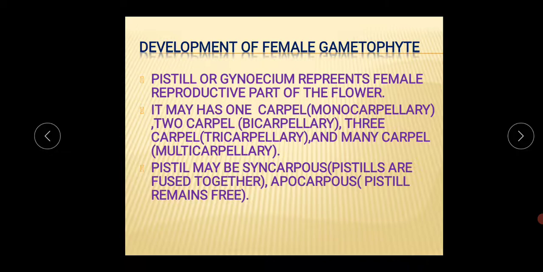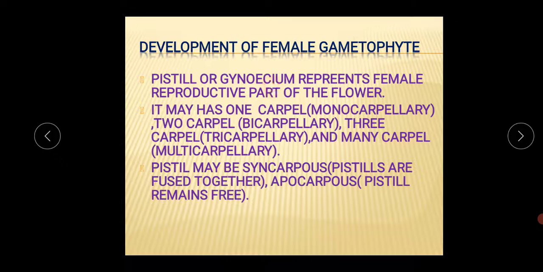The first thing is that the pistil or gynoecium represents the female reproductive part of the flower. You already came to know this in the first video of this chapter, the part of the flowering plant's body that is the female reproductive part. So the name is the pistil or gynoecium. Please remember this name, mark this word, because this is very important for your exam.